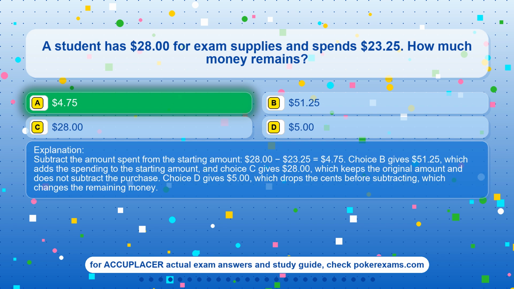$28 minus $23.25 equals $4.75. Choice B gives $51.25, which adds the spending to the starting amount, and choice C gives $28, which keeps the original amount and does not subtract the purchase. Choice D gives $5, which drops the cents before subtracting, which changes the remaining money.